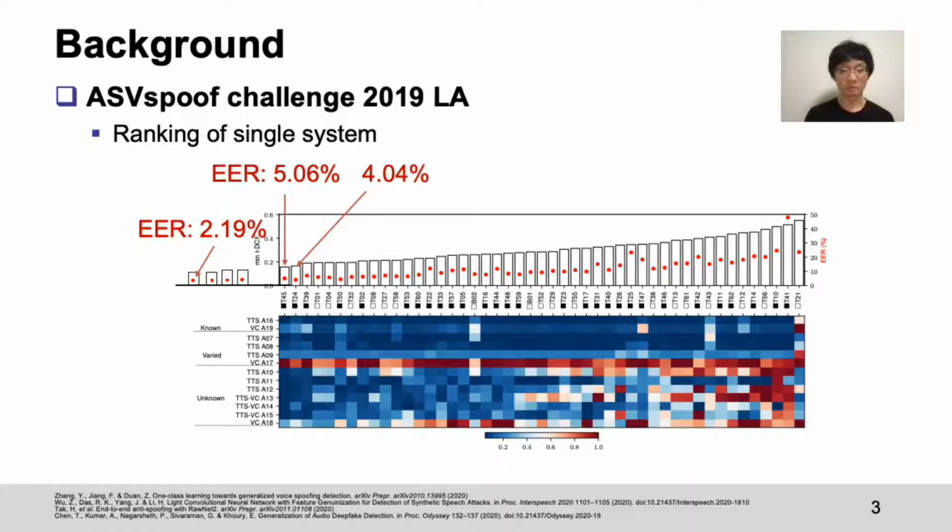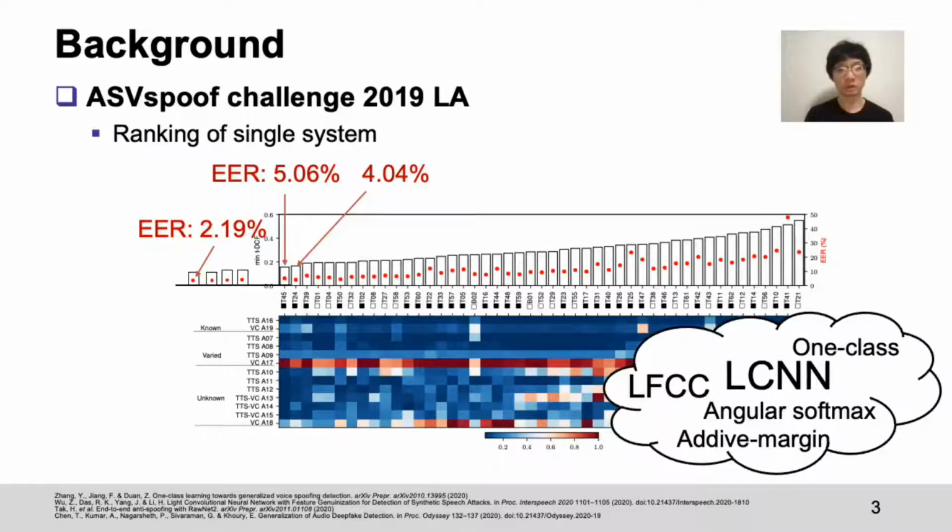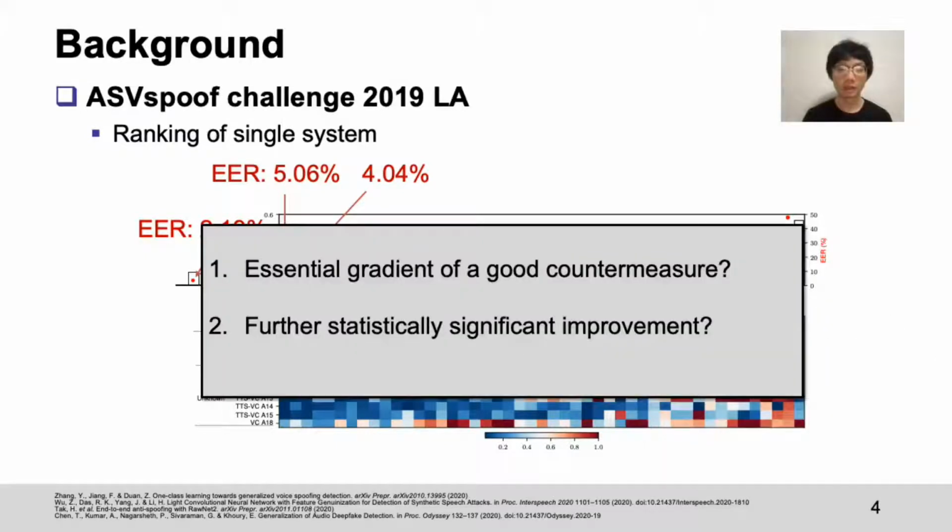These new systems also introduce many wonderful techniques, including angular softmax, additive margin softmax, and other techniques borrowed from other research communities. In this study, we want to ask what is the essential ingredient for a good countermeasure on this database. We also want to ask whether we can improve the performance further in a statistically significant way.